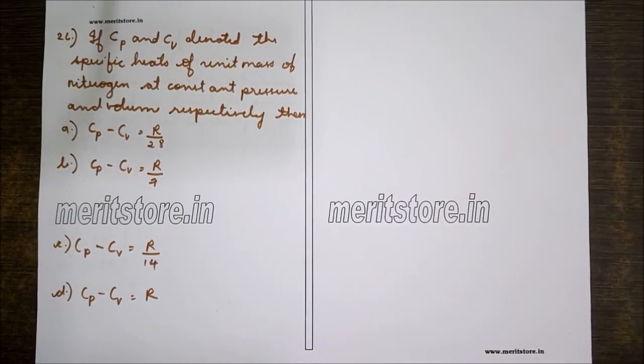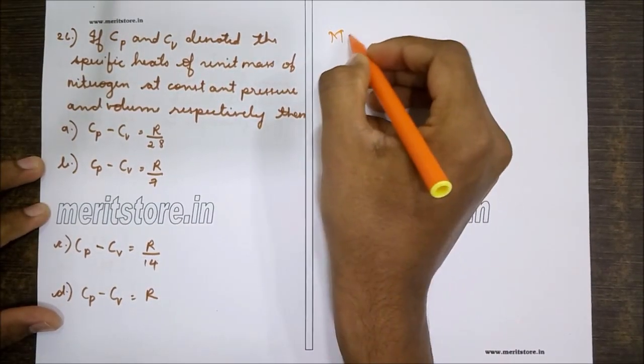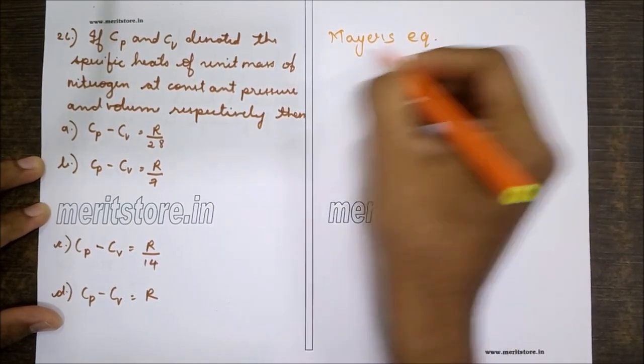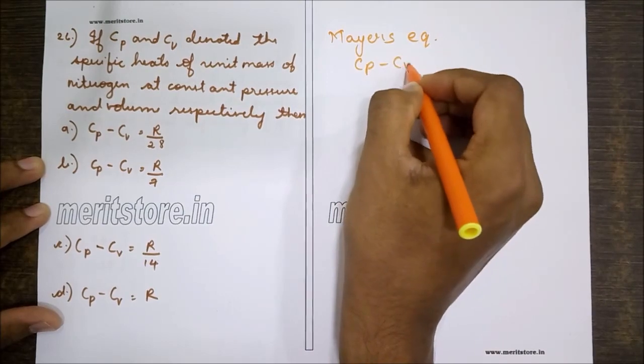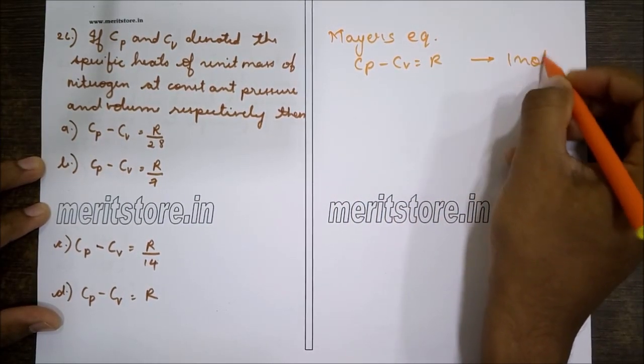If Cp and Cv denote the specific heats of unit mass of nitrogen at constant pressure and constant volume respectively, then the options given are Cp minus Cv is equal to R by 28, Cp minus Cv is equal to R by 7, Cp minus Cv is equal to R by 14 and Cp minus Cv is equal to R. Now using Mayer's equation for 1 mole, Cp minus Cv is equal to R. So this equation is for 1 mole.